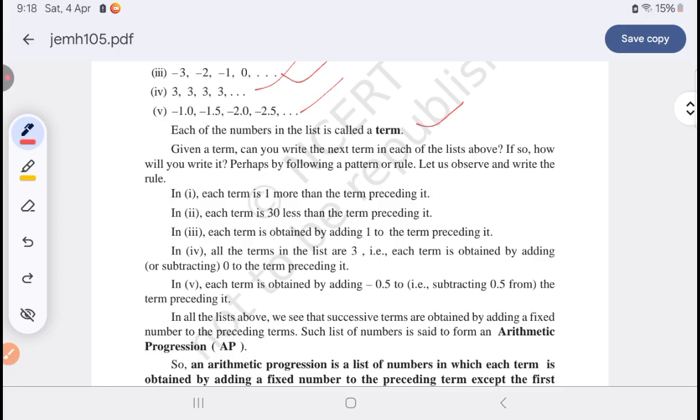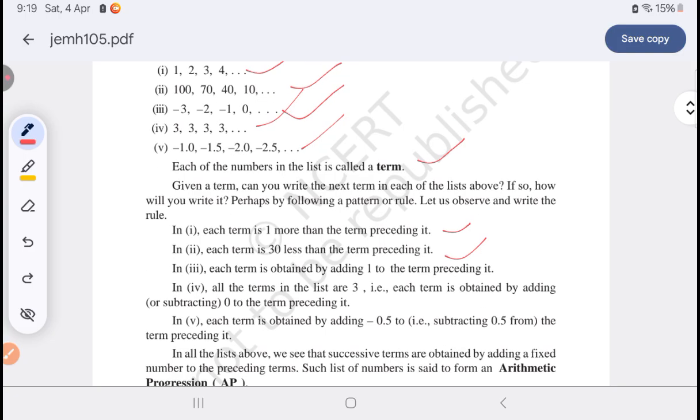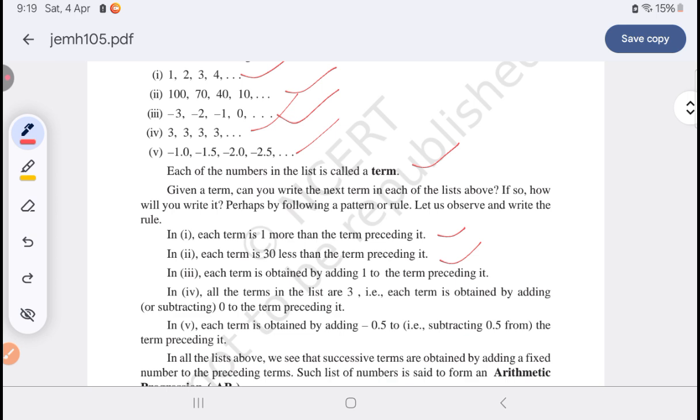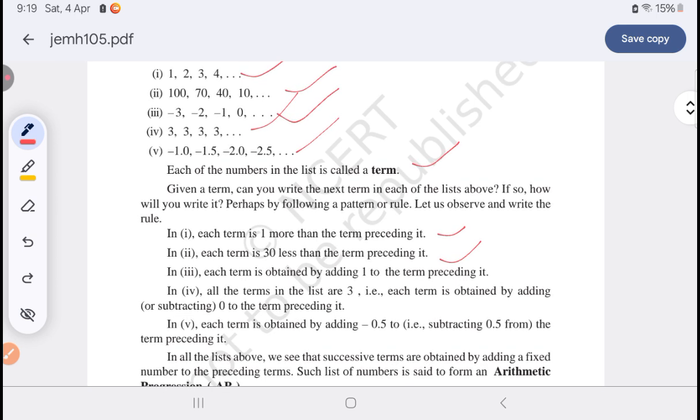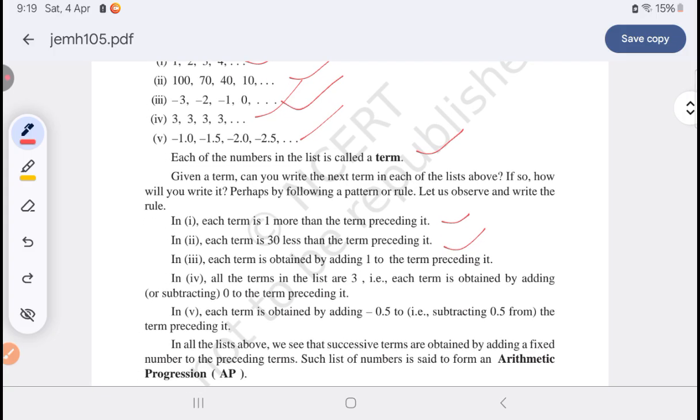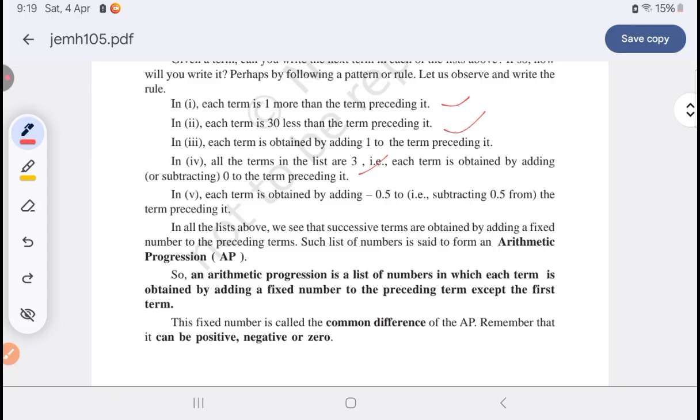How will you write? In the first list, each term is 1 more than the term preceding it. In the second, each term is 30 less than the one preceding it. In the third, each term is obtained by adding 1 to the preceding term. In the fourth, each term is obtained by adding 0. In all the above lists, we see the successive terms are obtained by adding a fixed number to the preceding term. Such lists of numbers are said to form an arithmetic progression.